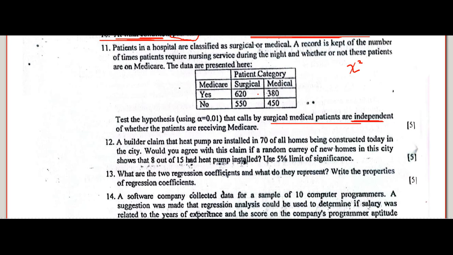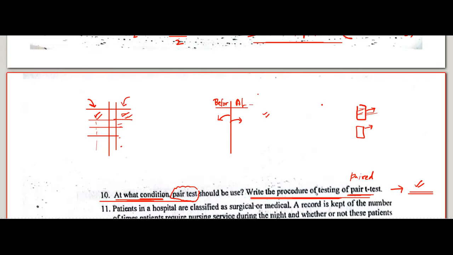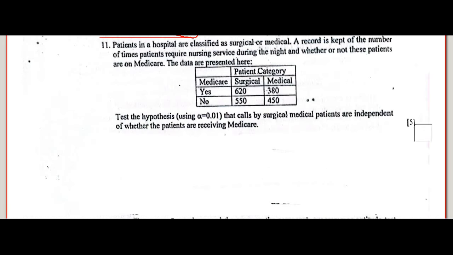Do you remember how to do chi-squared? I have kept some videos for chi-squared. You can check it. This one is different from the video I have kept, because in the video I have kept, there were more rows. Here there are only 2 rows and 2 columns, right? So let's do it together.